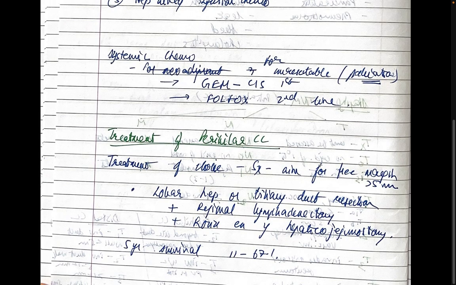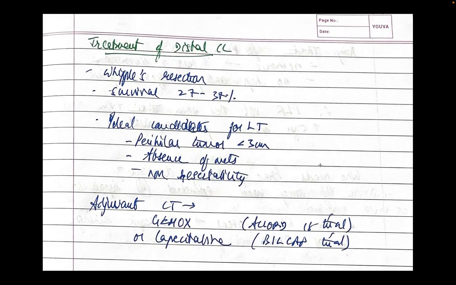Treatment of perihilar cholangiocarcinoma, the treatment of choice is first surgery. We aim for a free margin of more than 5 centimeters. We can do a lobar hepatectomy or a bile duct resection plus regional lymph node dissection plus a Roux-en-Y hepaticojejunostomy, because at the end of the day you have to connect it to the jejunum. 5-year survival is 11 to 67%. The treatment of distal cholangiocarcinoma is a Whipple surgery. The survival is 27 to 37%.